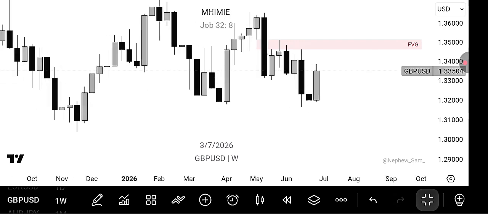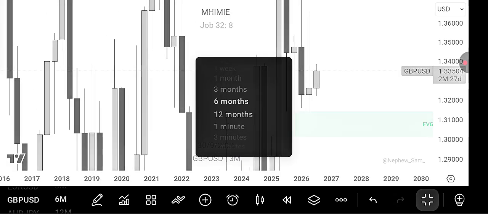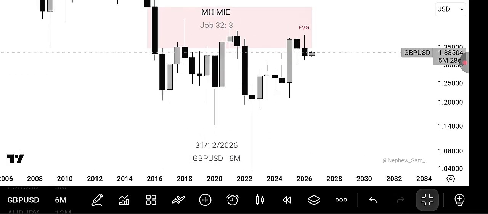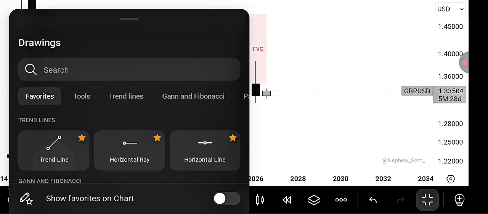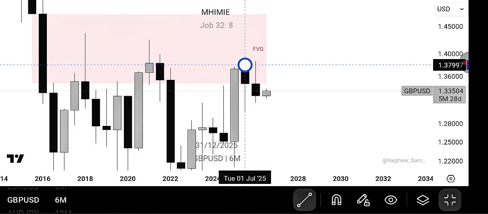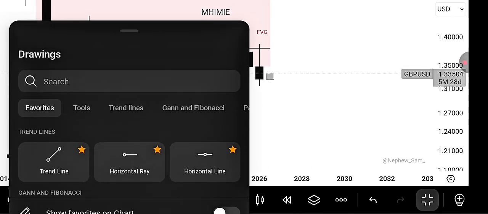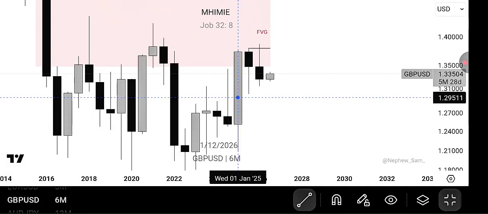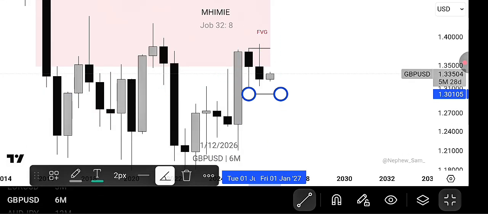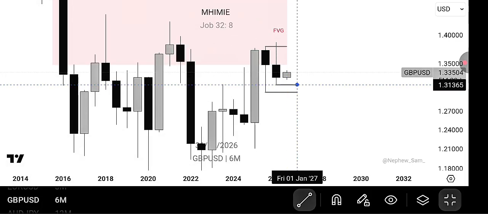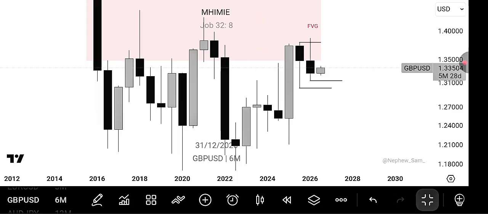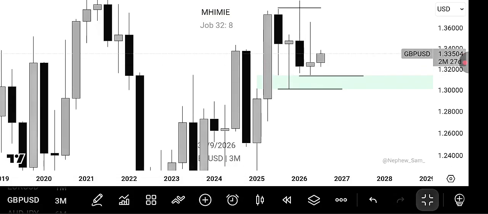So GBP USD, I hope you have something for us. GBP USD is very clear. We had a sweep here, right? So this is our next level target. Price should take this low. But before that, this is our first target.